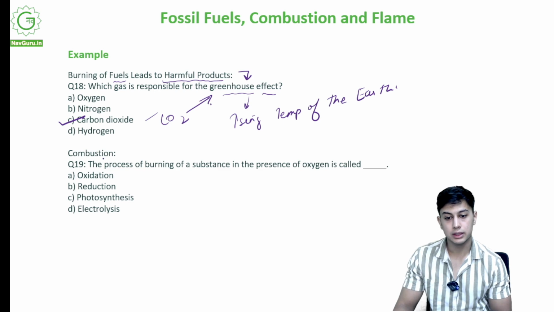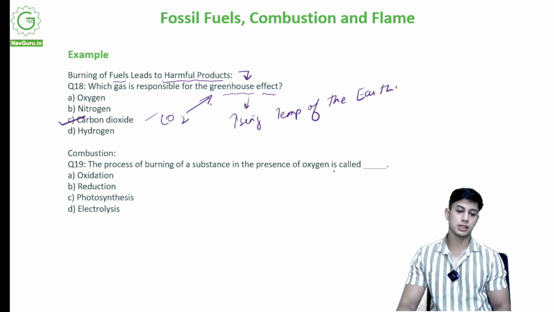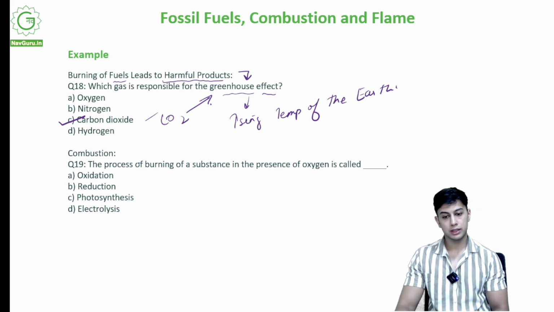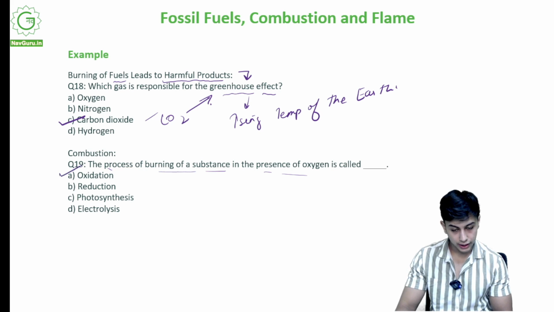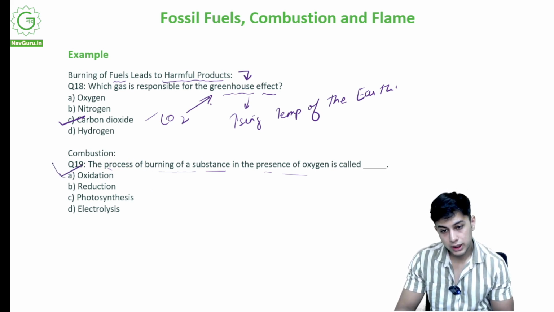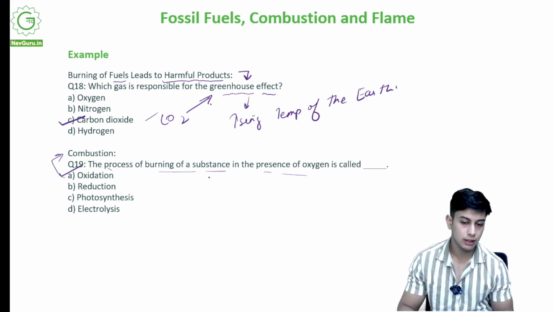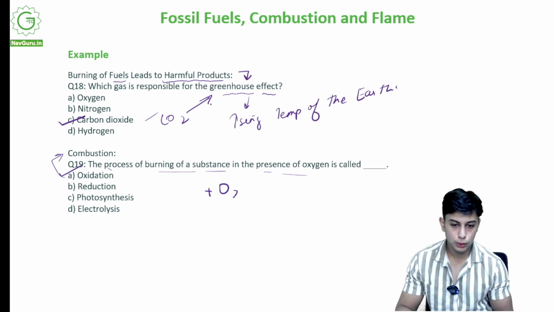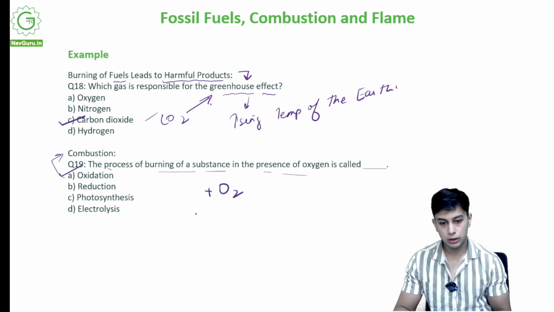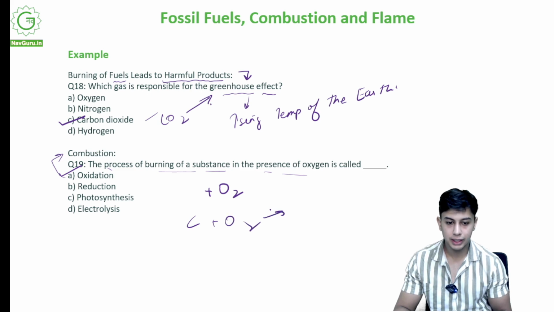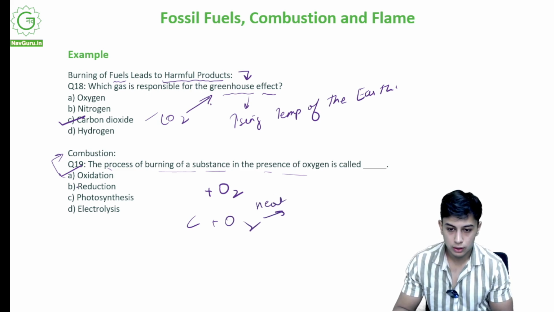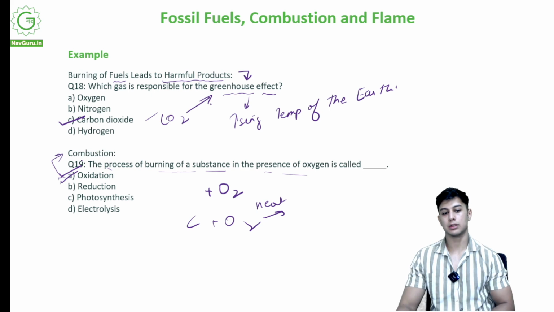Another question on combustion. The process of burning of a substance in the presence of oxygen is called what? Simple. It is oxidation. Combustion is also oxidation. Oxidation clearly means adding O2. So in combustion also I take carbon and I add O2 and heat. That is also oxidation.